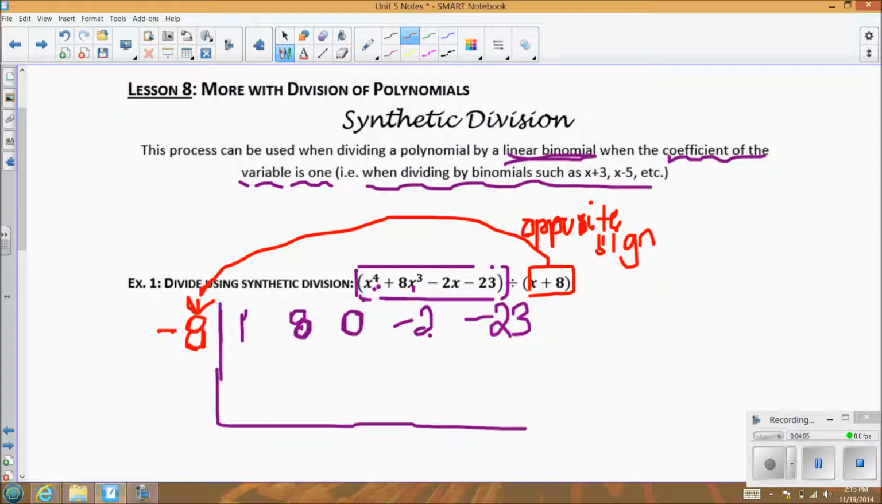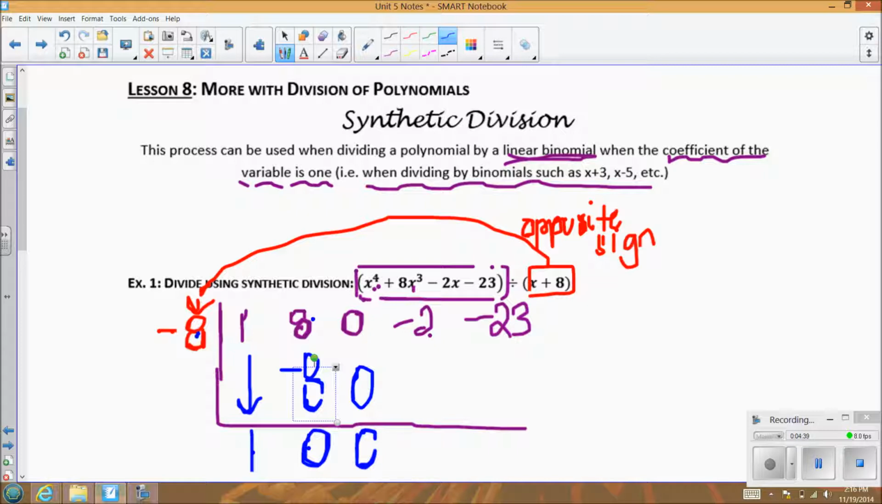So what the process is now is that you're always going to carry this first term down. So you're just going to bring the 1 down. And then you're going to multiply that by this -8. So 1 times -8 gives me -8. And then I'm going to add these vertically. So 8 plus -8 is 0. And then I'm going to multiply the 0 times -8. I get 0. Then I'm going to add vertically.